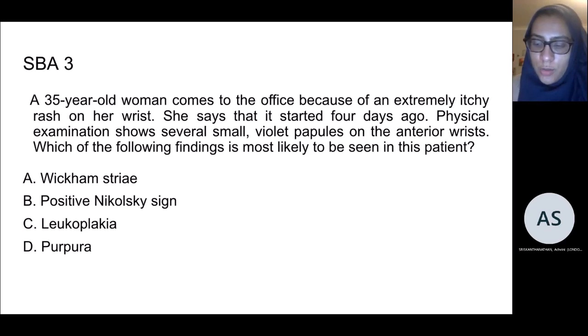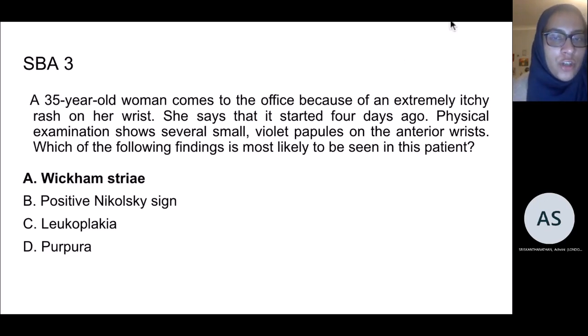Okay, so the answer to this question is A, Wickham's striae. What this SBA is trying to get at is a condition called lichen planus. So lichen planus is an autoimmune disorder. People don't really know what the pathophysiology is behind it exactly, but some common triggers are gold, thiazides, and quinine. And what you essentially get is this really itchy lesion, usually found on your wrists or your ankles.